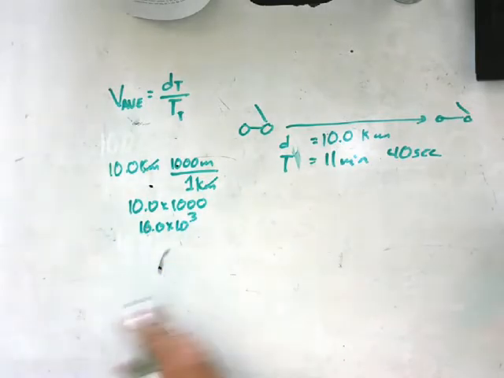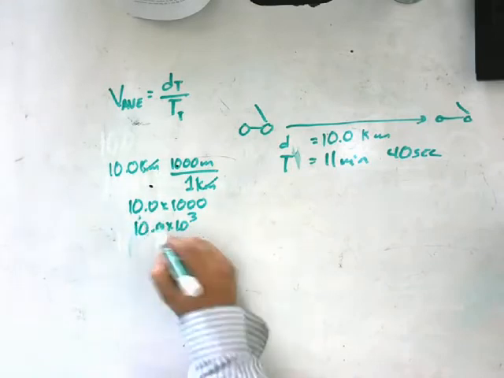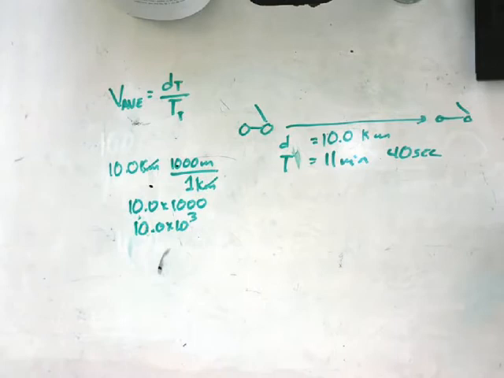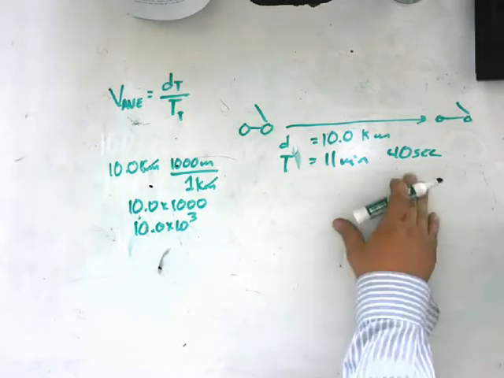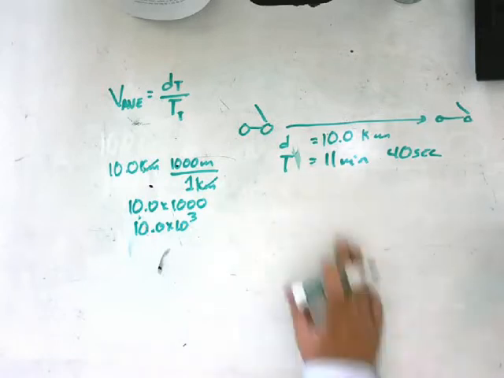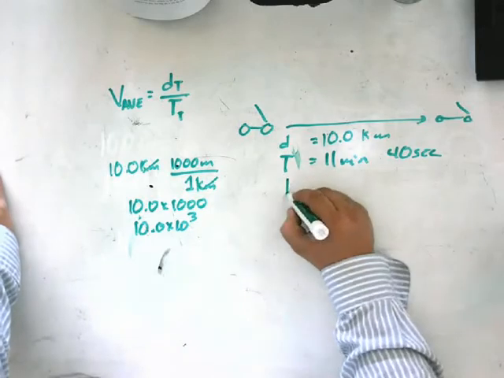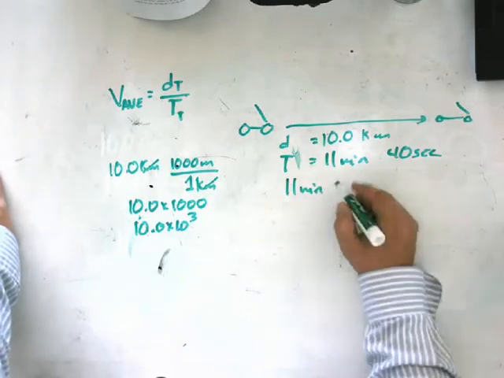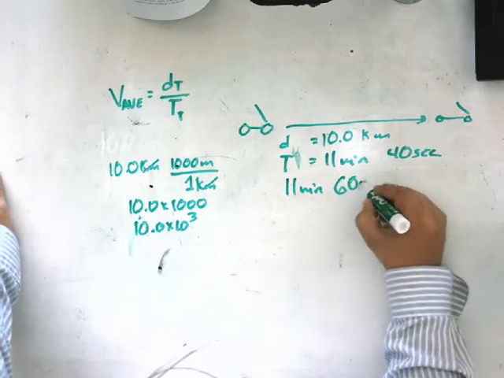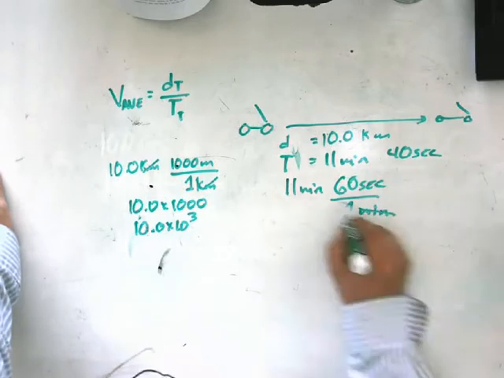Okay? Cool? Now the time, well, I have these 11 minutes. I'm going to leave the 40 seconds alone for right now. I'll come back to them in a second. To convert the 11 minutes into seconds, I know that there's 60 seconds to 1 minute. The minutes cancel, and I'm left with 11 times 60. Now, here comes the thing.